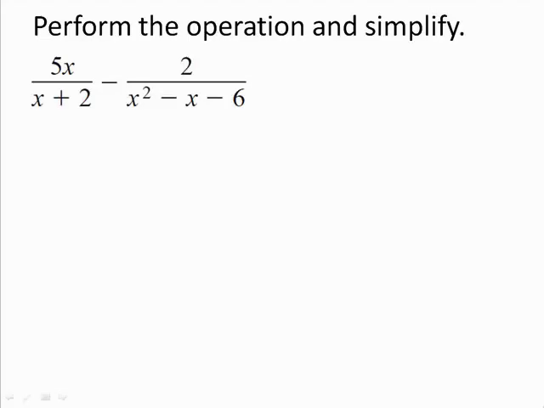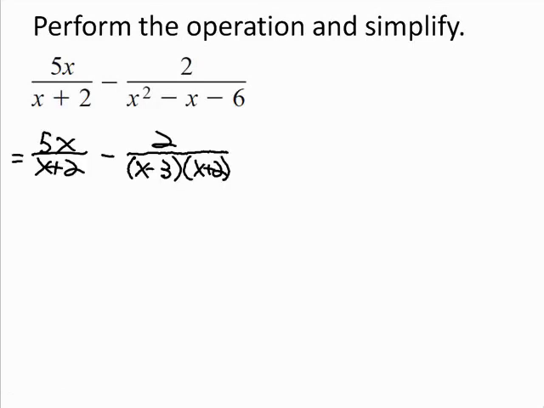Perform the operation and simplify. 5x divided by (x plus 2) minus 2 divided by (x squared minus x minus 6). X squared minus x minus 6 factors into (x minus 3) and (x plus 2). In order to subtract fractions, they need to have the same denominator. The least common denominator is the quantity x plus 2 times the quantity x minus 3, so both fractions should have this as their denominator.